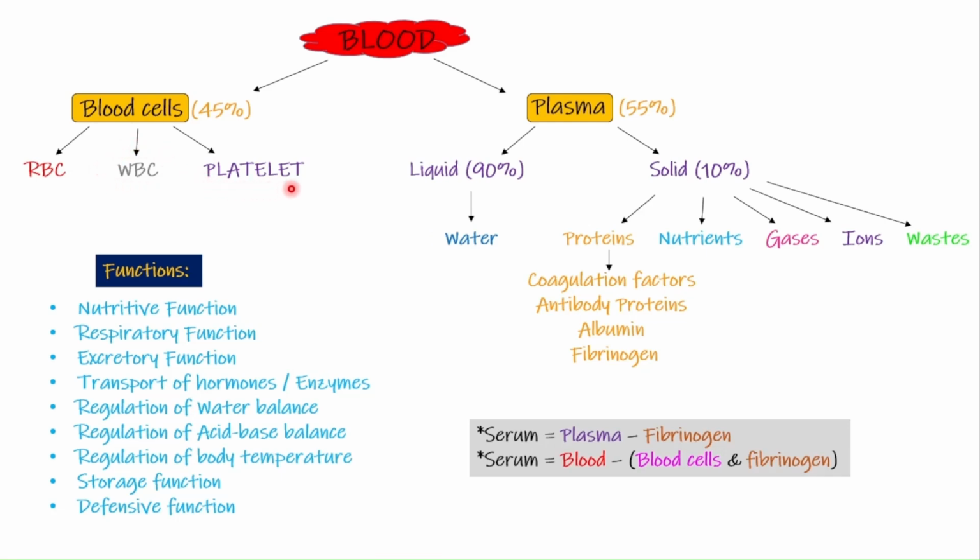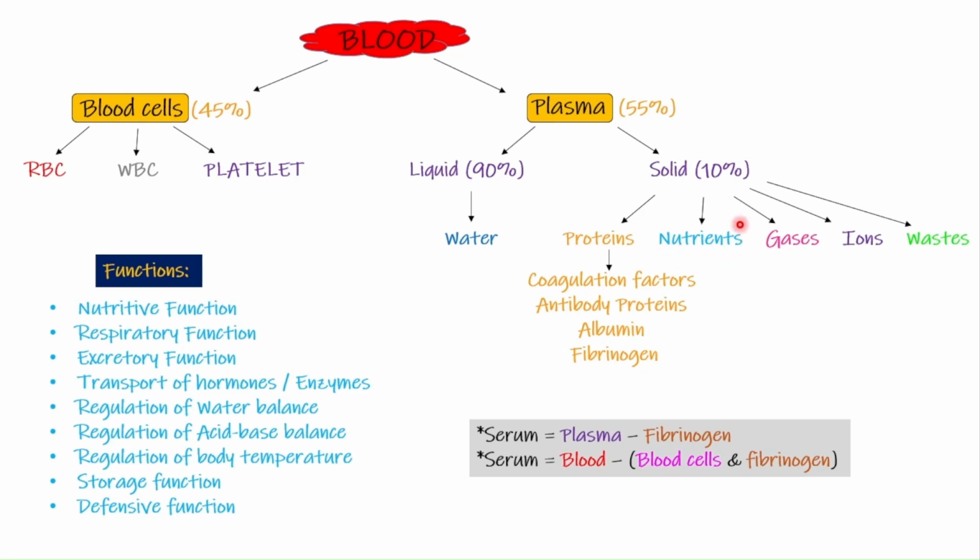Then we have platelets. Platelets, as discussed before, are basically involved in preventing blood loss by clotting of the blood. And then we have proteins. There are different types of proteins, as discussed before. Coagulation proteins are involved in coagulation. Antibody proteins have their function in immunity. Then we have albumin. Then we have fibrinogen, which is involved in clotting.